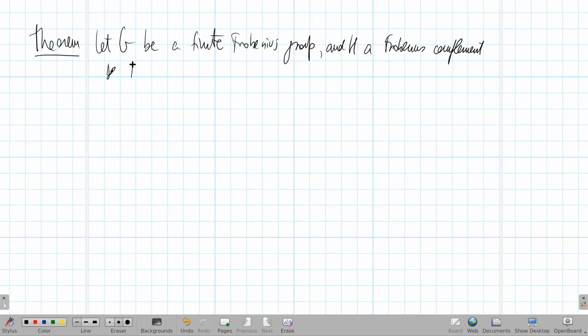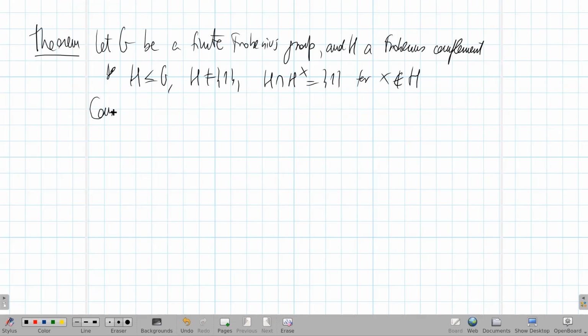So this means that H is a subgroup of G. It's different from 1, and the intersection of H with any of its conjugates is trivial if x does not belong to H. Of course, when x belongs to H, H^x is just H, but if it's not, the intersection is trivial.